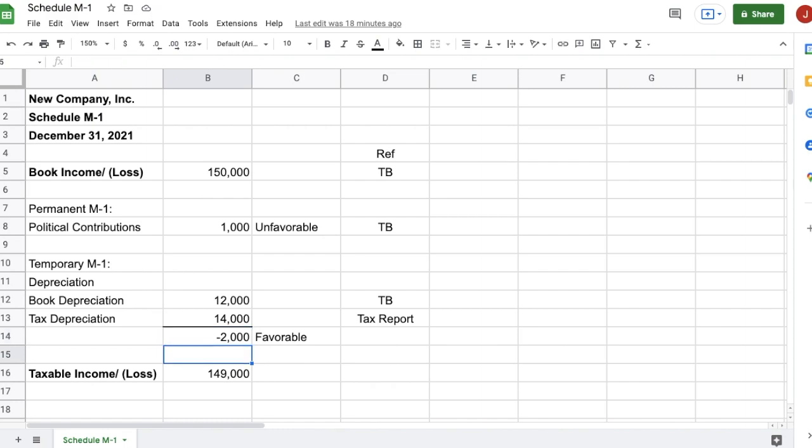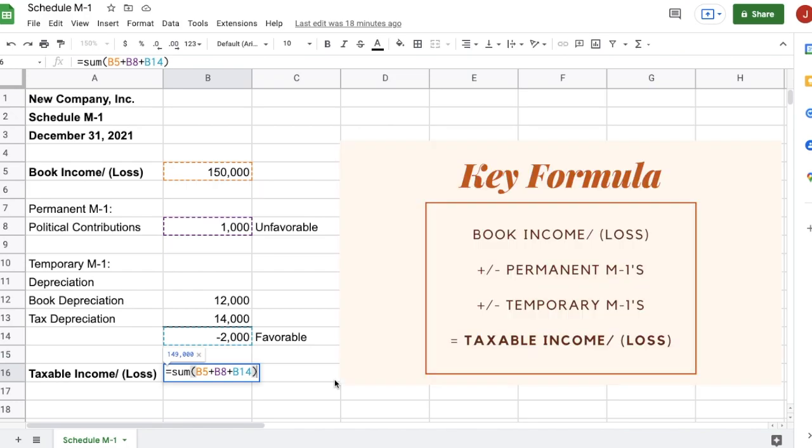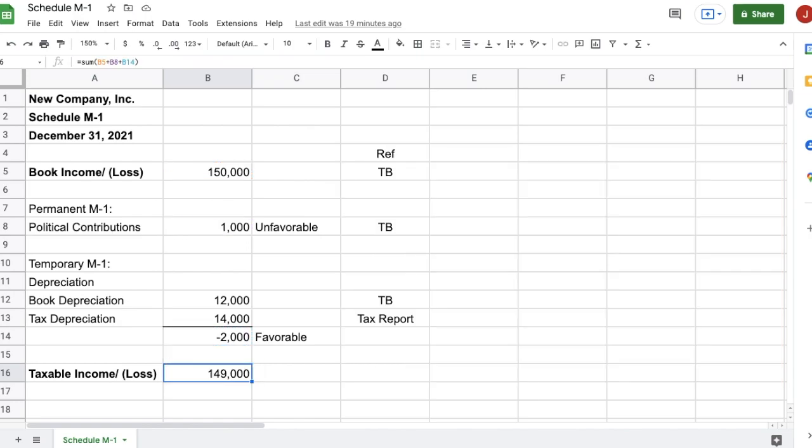So at the very end, what do we have here? We have the final formula. The final formula goes like this. We have the book income plus or minus the permanent M1s plus or minus the temporary M1s to get us a taxable income. For companies that have multiple M1s, there's most likely going to be a summary schedule which summarizes all of the M1s. In this case, there's only 2, so that's not necessary. However, if you have multiple entities and you want to consolidate, in that case, it may be helpful to have a summary M1 schedule.